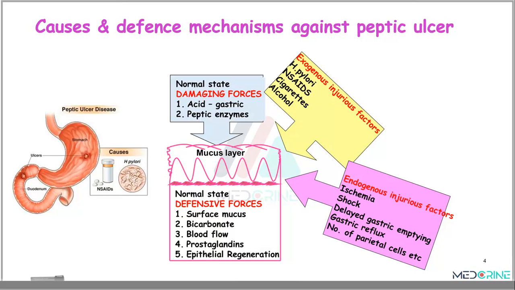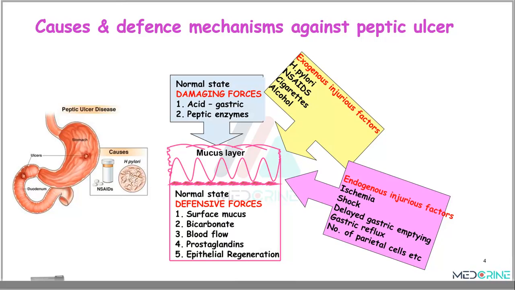The causes and the defense mechanisms against peptic ulcers are highlighted in this picture, where we have the damaging forces, which are the acid, gastric, and peptic enzymes. It affects the mucous layer, and the normal defense forces of the body are the surface mucus of the mucosal layer, the bicarbonate ions, the blood flow, prostaglandins, and epithelial regeneration.